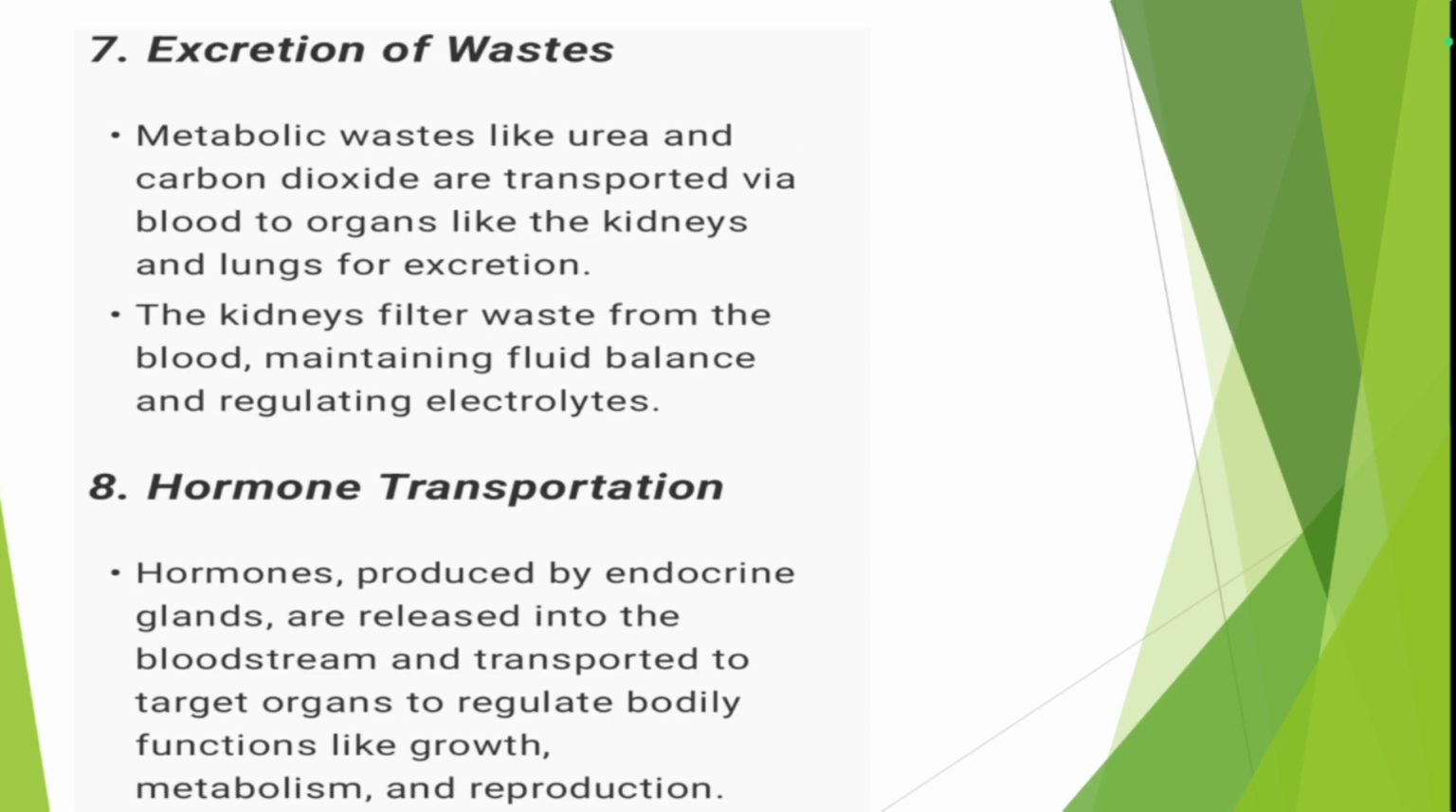When the bloodstream enters the lungs, the air sacs, which are known as the alveoli, okay, alveoli diffuse all the carbon dioxide from the blood, then it is exhaled out. Then hormone transportation. Hormones are produced by endocrine glands. We are going to study about it in our next classes. These hormones are released into the bloodstream and are transported to target organs to regulate bodily functions like growth, metabolism, and reproduction. Okay.